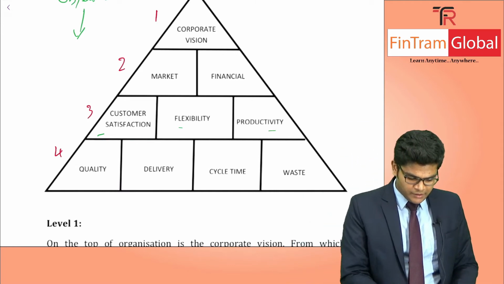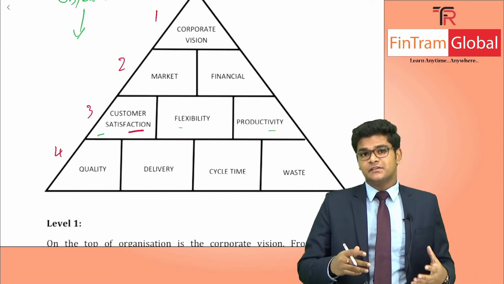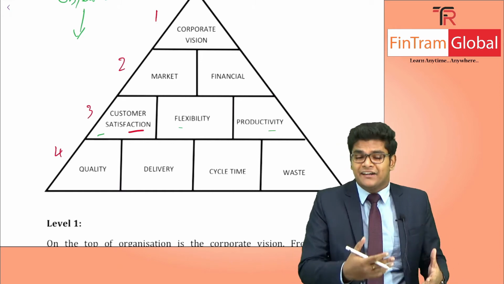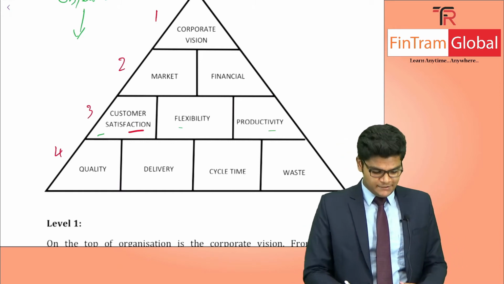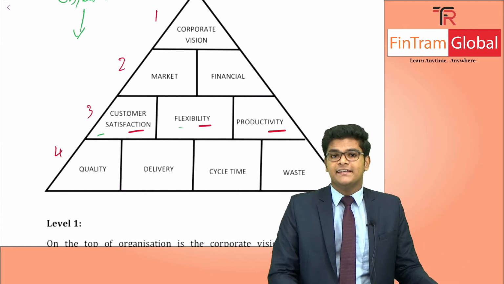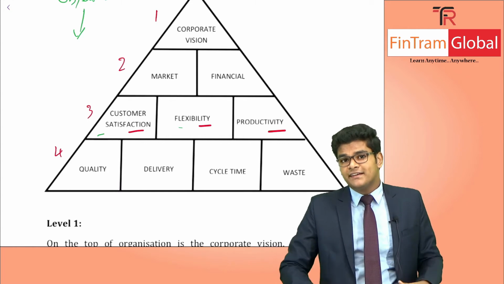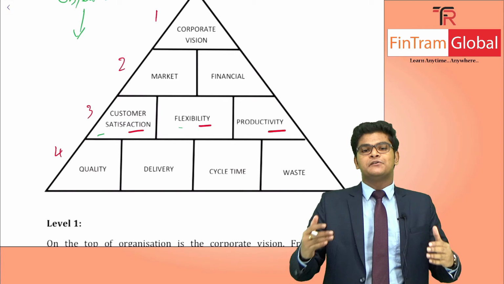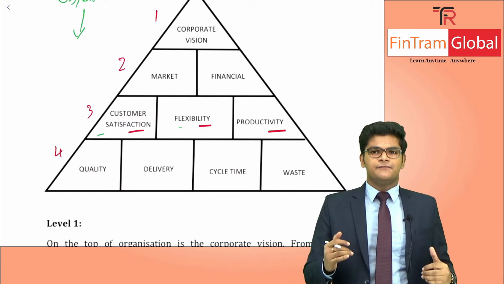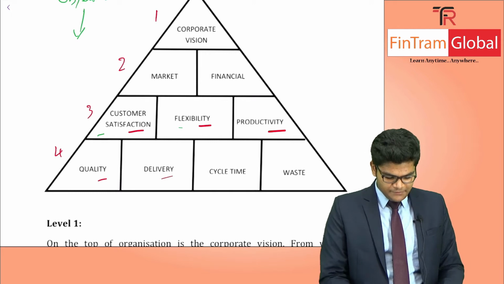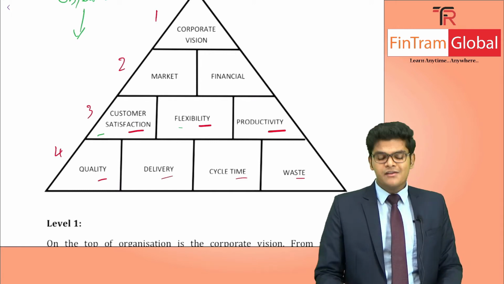We focus on customer satisfaction. There would be some measures that we should fix to measure the extent to which we have achieved the customer satisfaction. We will set up measures for flexibility as well as productivity. Okay, now yet again, we further break down the objectives to level 4. So what are the level 4 objectives then? It would be quality, delivery, cycle time, and waste.